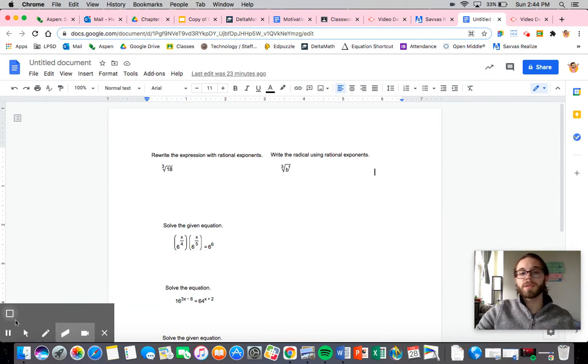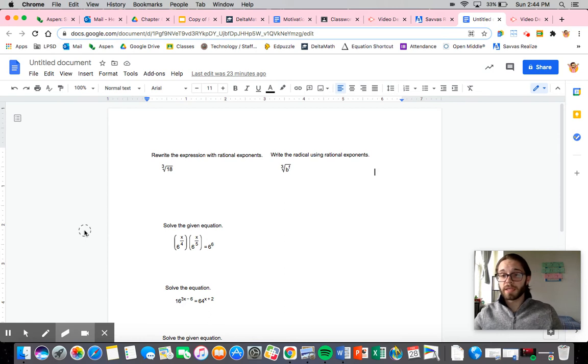Now, let's use some of our other properties. All of these, mind you, are going to have the same sort of process. The goal is to get the same base, right? I need the same number. Here, I had a 6. Here, I had a 6. Simple enough. I already had it. Here, I have a 16. Here, I have a 64. Not quite what we're looking for. We want the same number.